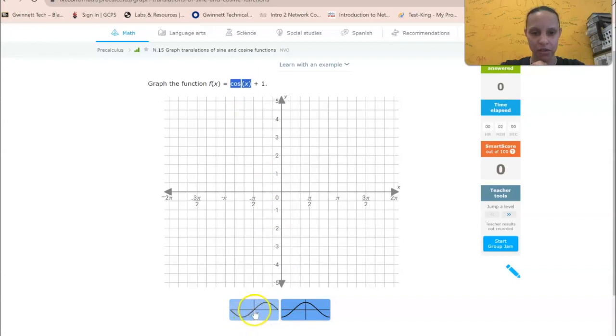So again, sine goes through 0, cosine starts at 1. So this is our graph. What are we going to do? Outside is y and regular. So what does that mean? Whatever I think is going to happen in the y direction is going to happen, which is move up 1.